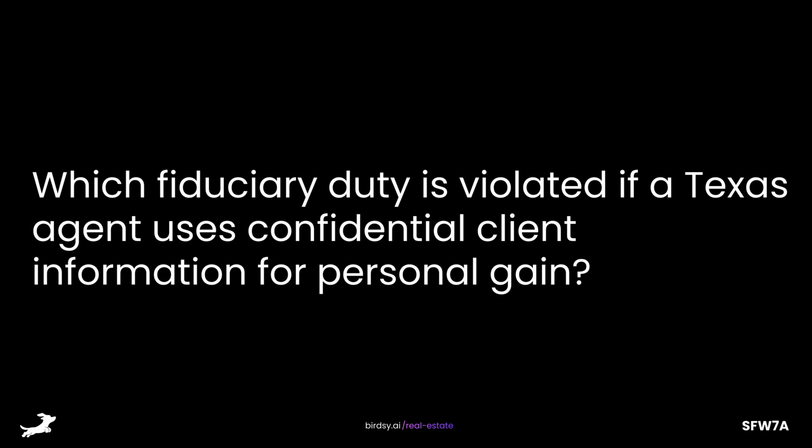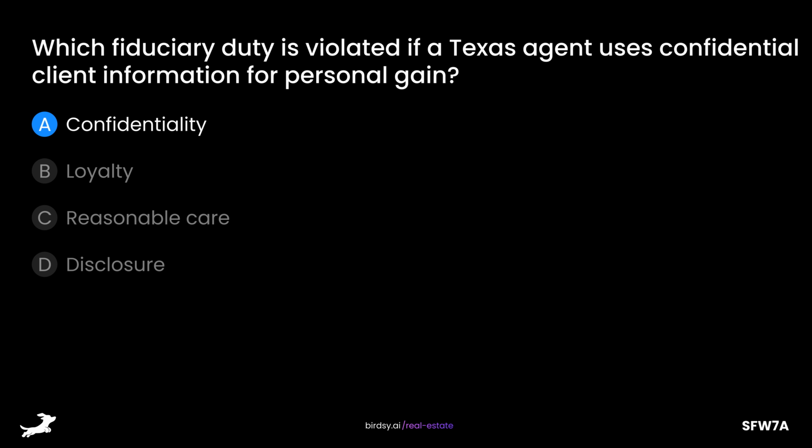Which fiduciary duty is violated if a Texas agent uses confidential client information for personal gain? Is it A, confidentiality, B, loyalty, C, reasonable care, or D, disclosure? The answer is A, confidentiality.